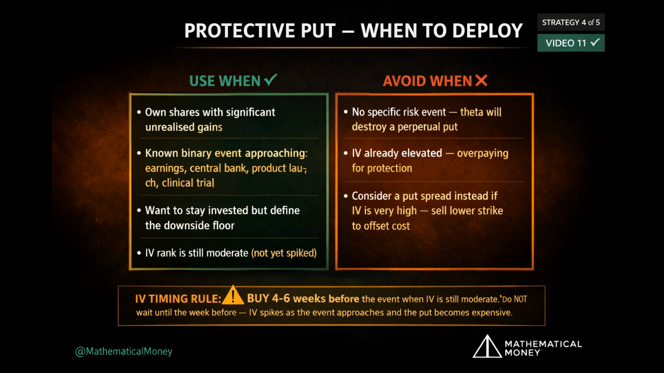Avoid the protective put when there is no specific risk event. A perpetual put is expensive and theta will destroy it. Also avoid it when IV is already elevated. You are overpaying for protection. If IV is very high, consider a put spread instead. Sell a lower strike put to offset the cost of the higher strike put you buy. Protection at a lower net cost.